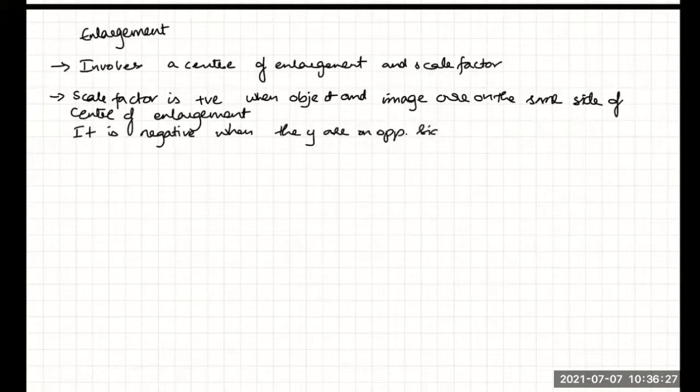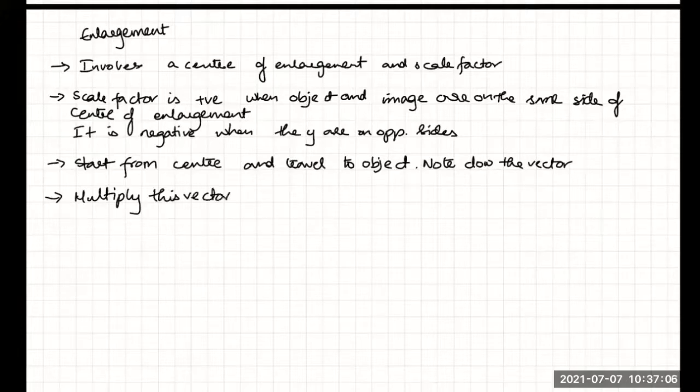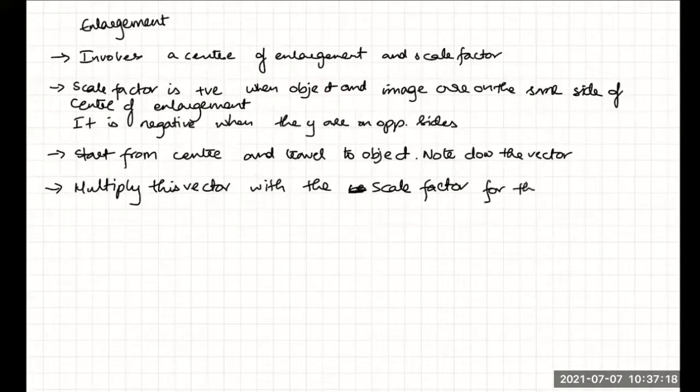Now again, I'm going to use vectors to do this. How to do it? Start from the center of enlargement and travel to the object. Note down the vector. Multiply this vector with the scale factor for the image vector.